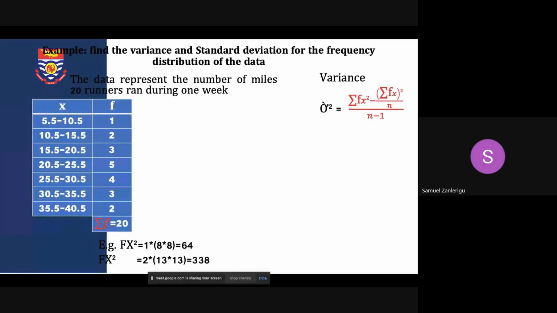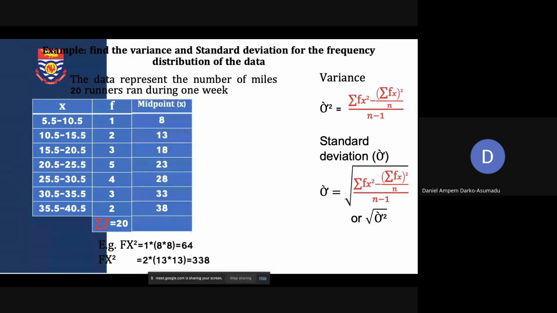We'll find it by taking the lower limit and the upper limit, adding them and dividing by 2. So we'll get the midpoint. Fantastic. So you need to find a midpoint, one value to represent X for each of the classes. So 5.5 plus 10.5 over 2 gives you 8. You do the same for the rest, and it will give you the midpoint values.